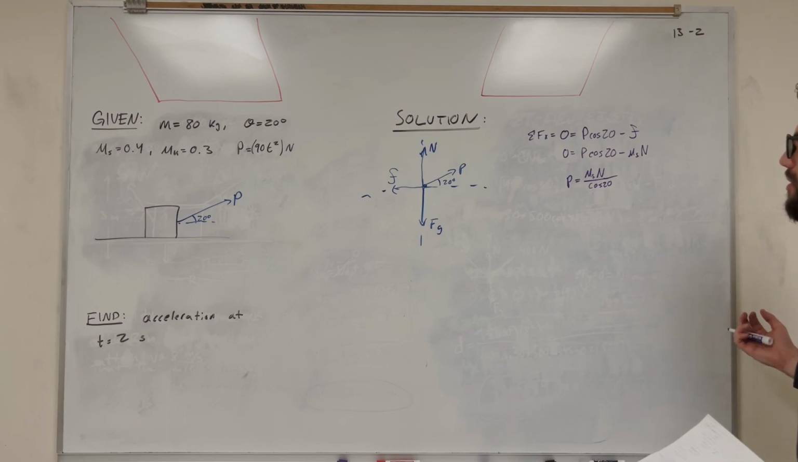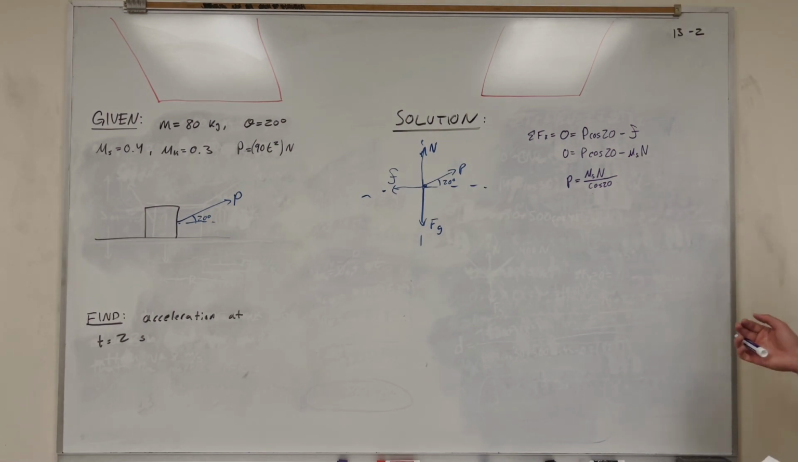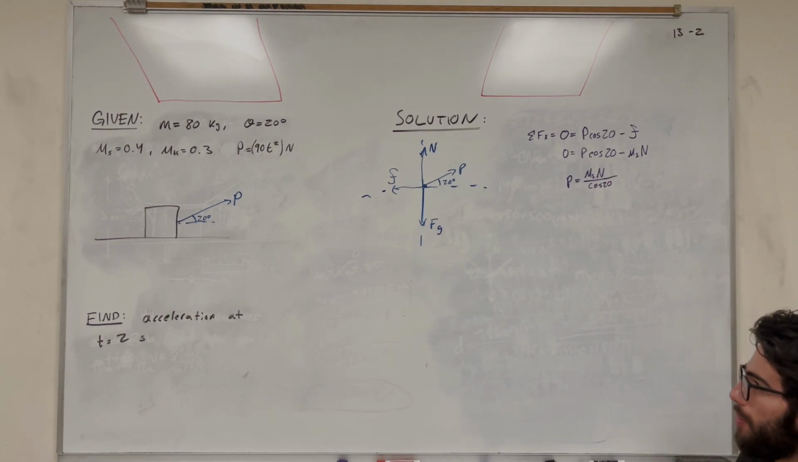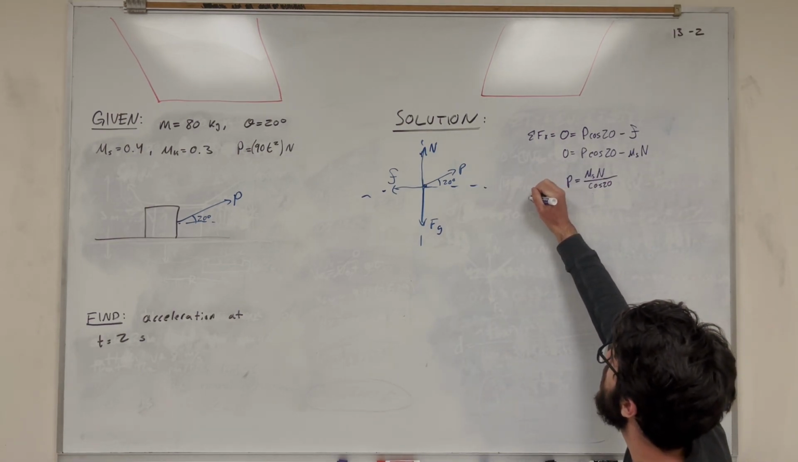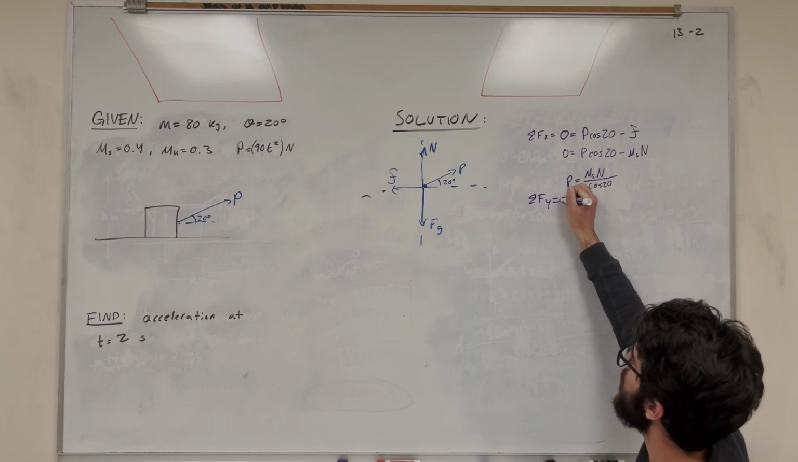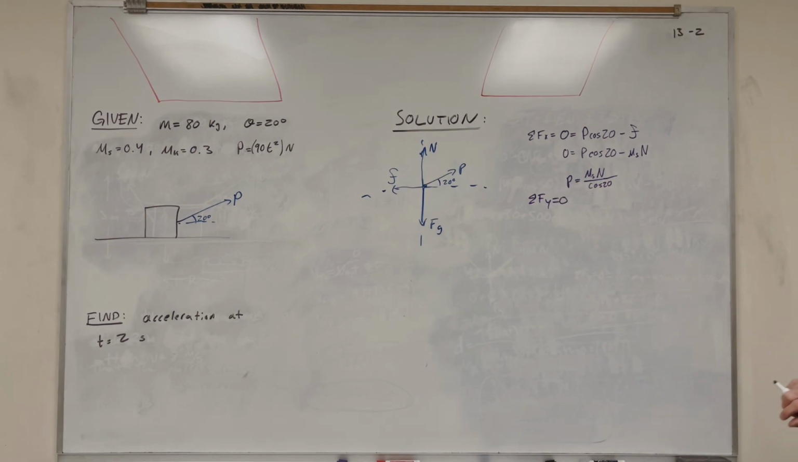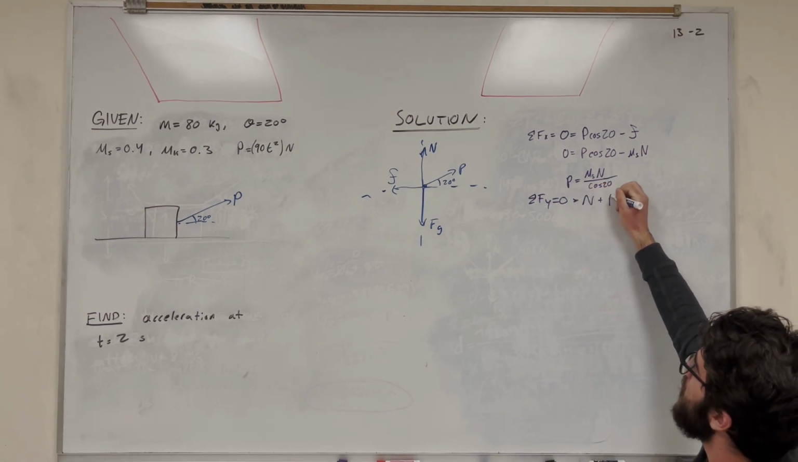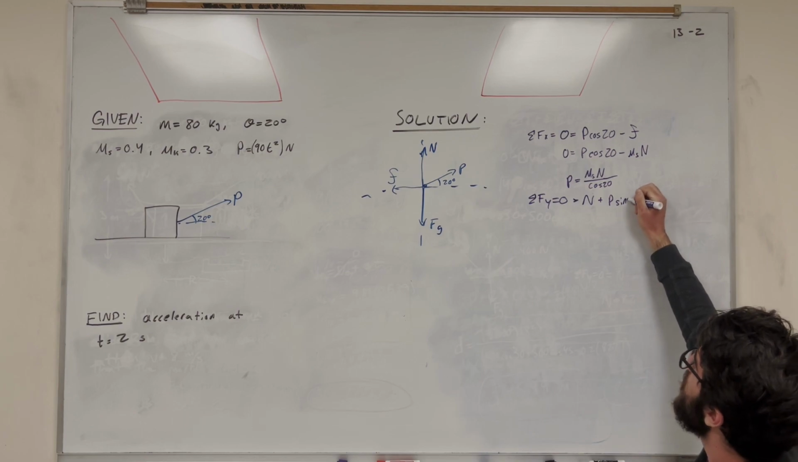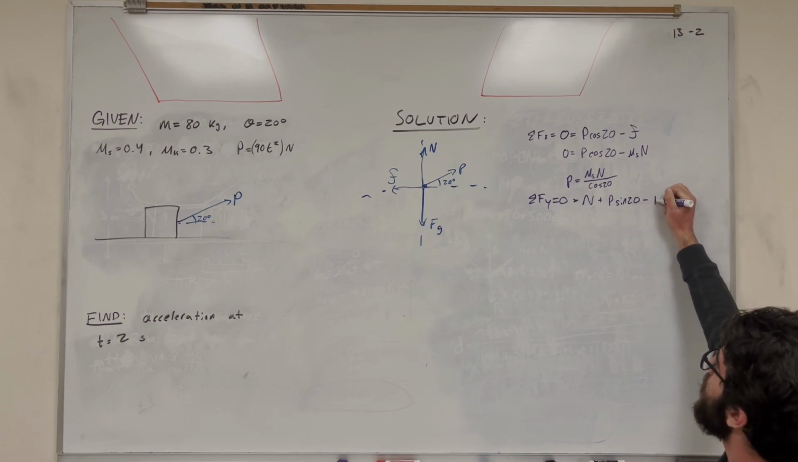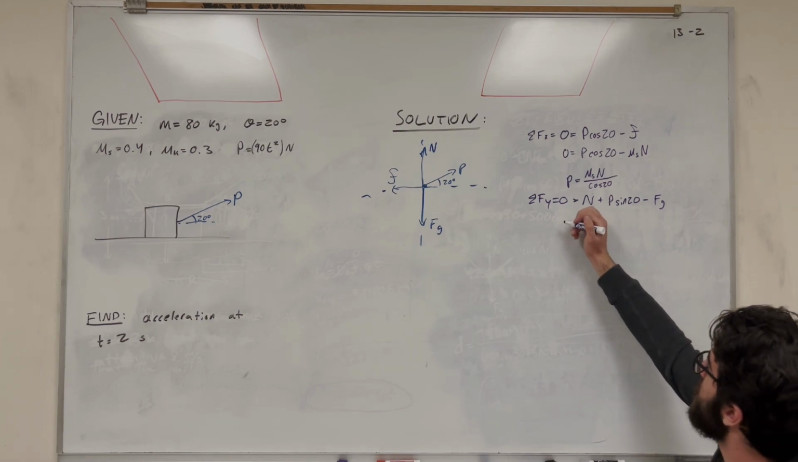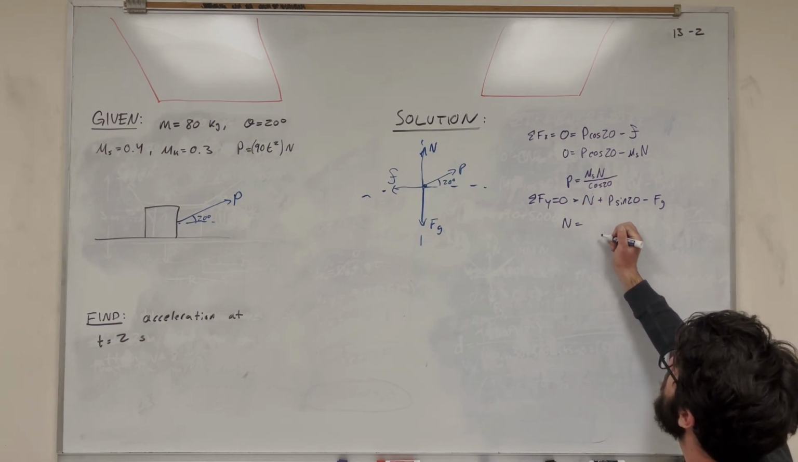Okay, so we can't really do anything with this yet because we don't know the normal force. So let's find what the normal force is. To find the normal force, let's take the sum of the forces in the y. We're also going to assume we're at equilibrium in the y direction. So what do we have? We have normal pulling up. We have P pulling at that angle, sine of 20, and then minus force of gravity. All right, so let's move that normal over to the other side because that's what we're solving for.